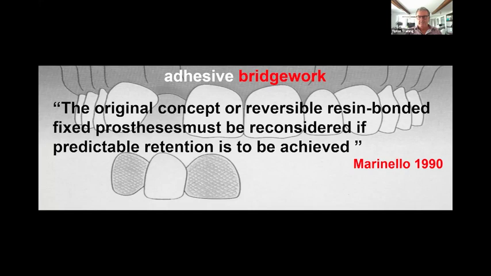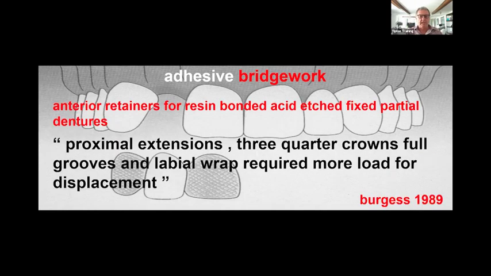The original concept that the Maryland bridge was a completely non-preparation bridge has got to be reconsidered because of increased risk of failure. So most people would now suggest that proximal extensions, three-quarter crown, labial grooves, labial wraps, these are more important in terms of longevity. And unfortunately, when you increase longevity, the downside is most usually that you have to do more tooth preparation and therefore lose the conservative approach.